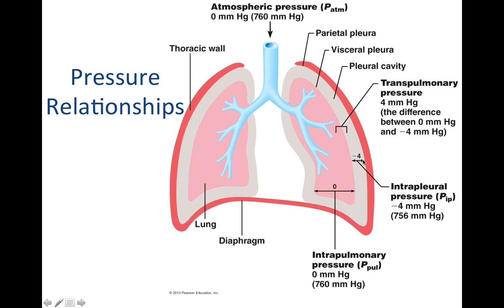Intrapleural pressure is always going to be just a little bit less, about 4 millimeters mercury less than intrapulmonary pressure. And so you can see it's 756. And sometimes we just refer to it as -4 because it's usually about 4 millimeters mercury less than intrapulmonary pressure. So here's the space in between those membranes, the visceral and parietal membranes. This is the pressure inside your alveoli, which is your intrapulmonary pressure. And finally, atmospheric pressure is outside your body.